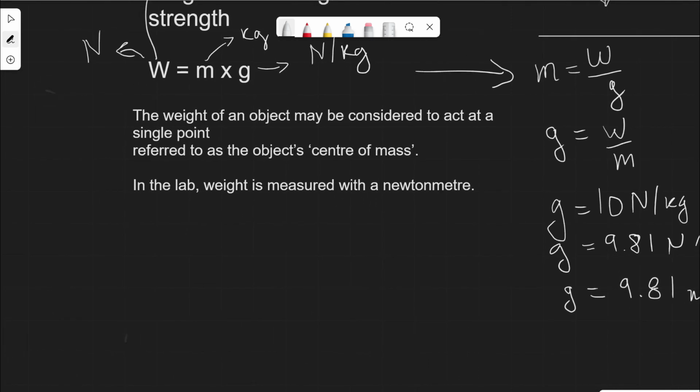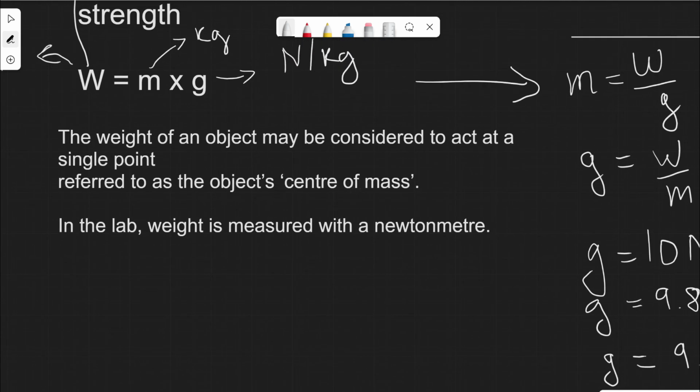Okay, now moving on to the next revision point. The weight of an object may be considered to act at a single point, and this is typically referred to as the center of mass. And this is the definition that we would need to know if we're asked to define that in an exam. In the lab, particularly in extended response questions, we can measure the weight using a Newton meter, which is this spring-like device.